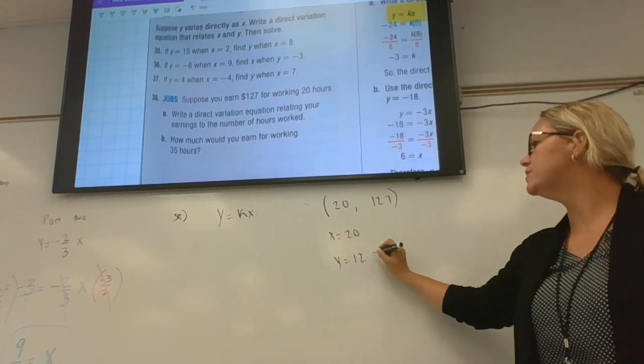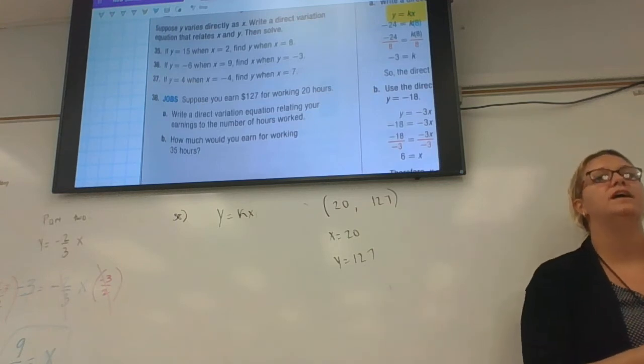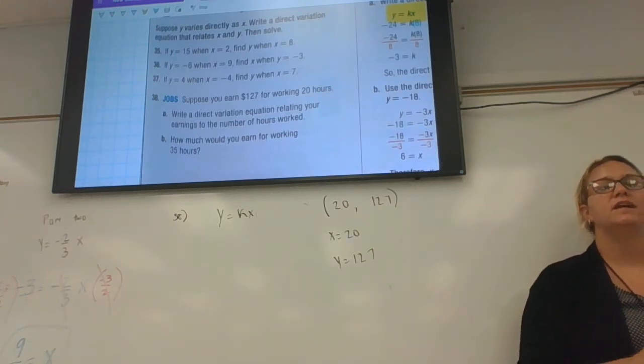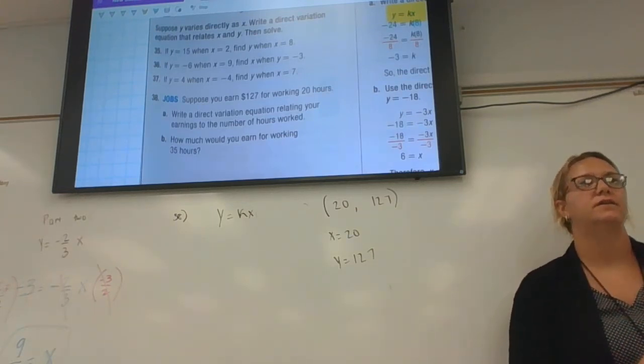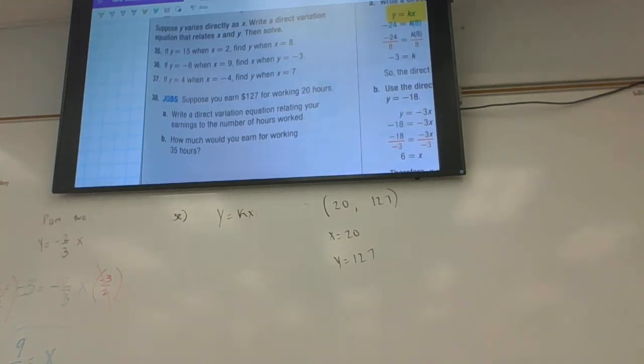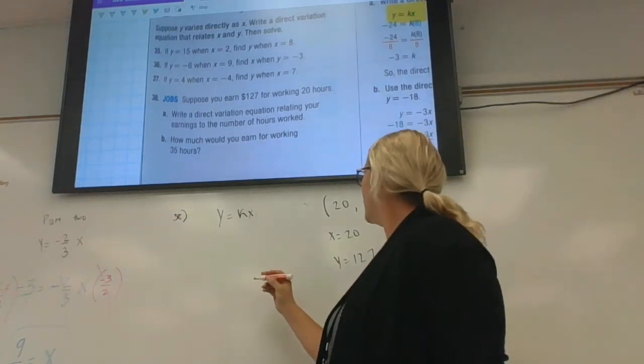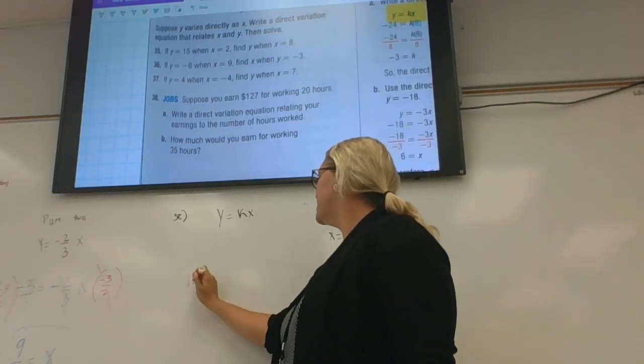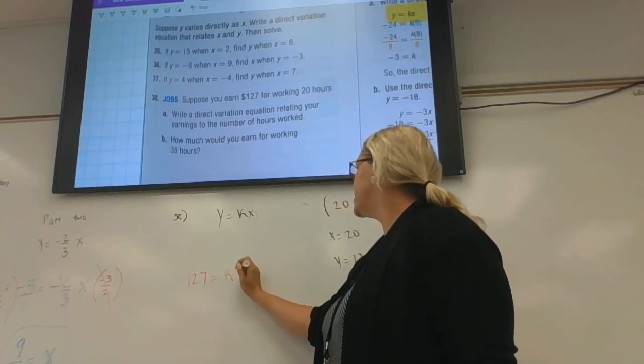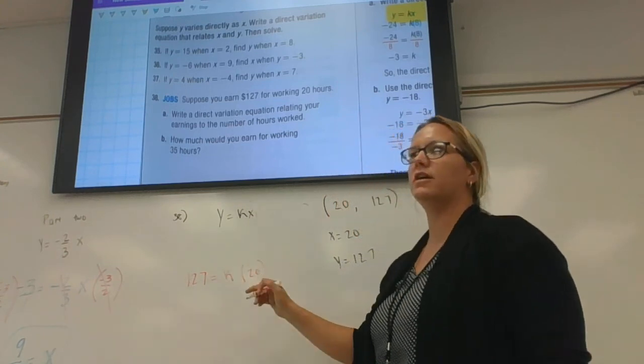Alright, so you guys can use these two numbers to find the hourly earnings. How much are you making per hour? Go ahead, calculate. Find K. K will be how much you make per hour. So I'll put 127 here and 20 here.